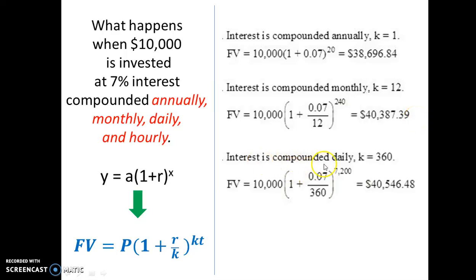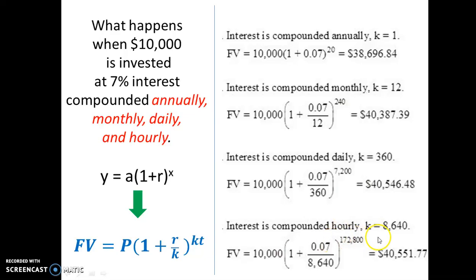And here we compounded daily. We're using 360 for daily. This number went up again because it's k times 20 years times 360. And here we divide the rate into a daily rate. So 7% divided by 360 gives us a daily rate. And again, since we raised compounding, the amount we make went up. But it didn't go up as much. This one went up much more than this one. This one just went up a little bit.